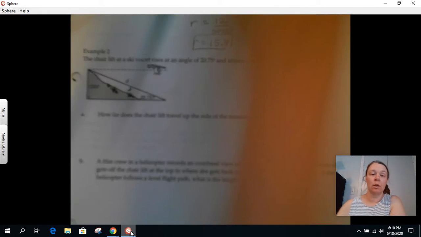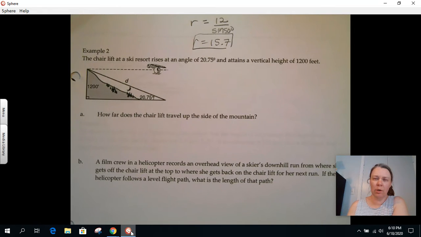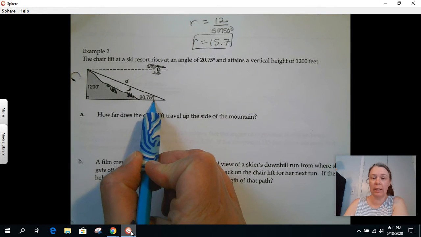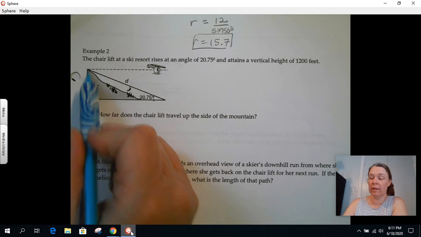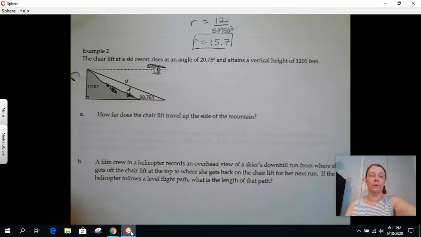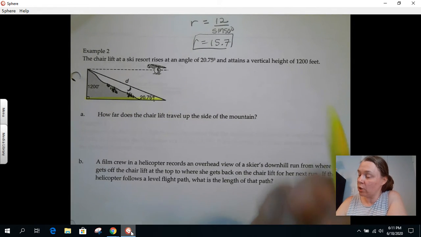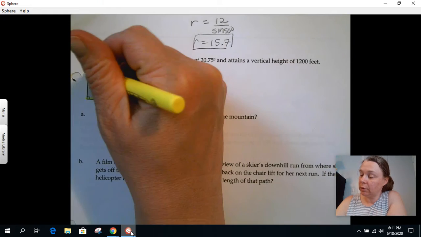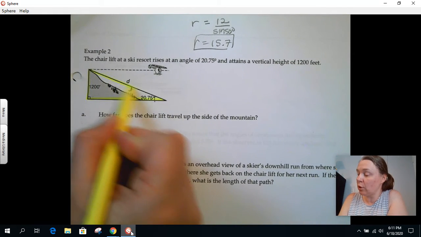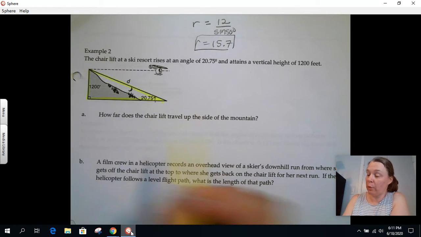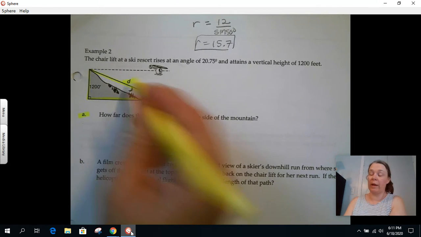Okay, a chairlift at a ski resort rises at an angle of 20.75 degrees and attains a vertical height of 1,200 feet. That's right here. So you can kind of see this triangle that we're focusing in on. And the question is, how far does the chairlift travel up the side of the mountain? Here's my chairlift right here, and I want to know how long this path is. So for part A, I'm trying to find length d.